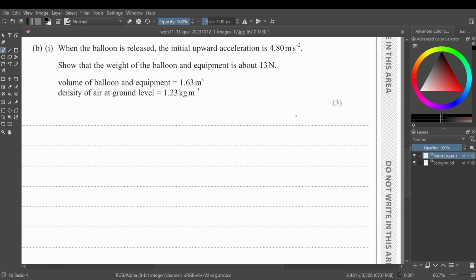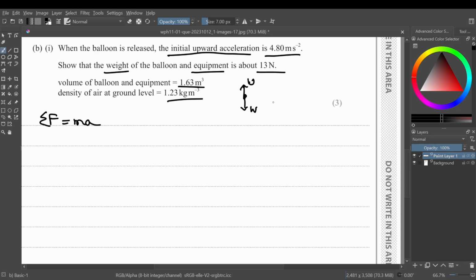Okay, so part B says that when the balloon is released, the initial upward acceleration is 4.8 meters per second squared. Initial upward acceleration, show that the weight of the balloon and the equipment is about 13 newtons. Volume of the balloon and the equipment is given, and density of air at ground level is given as well. So first of all, we will use the formula of force, which is the sum of forces equals ma. So what is the sum of forces? The sum of forces is basically the upthrust, which is acting upwards, and the weight, which is acting downwards, right?